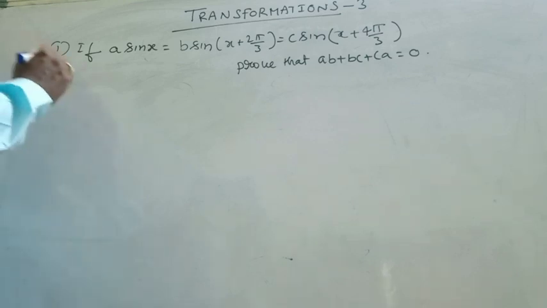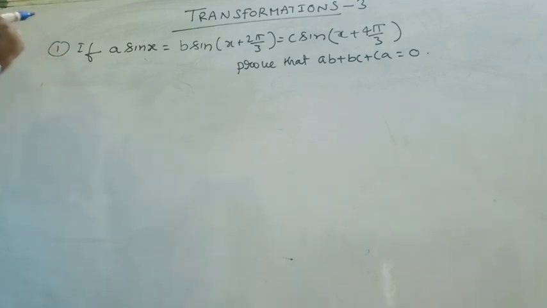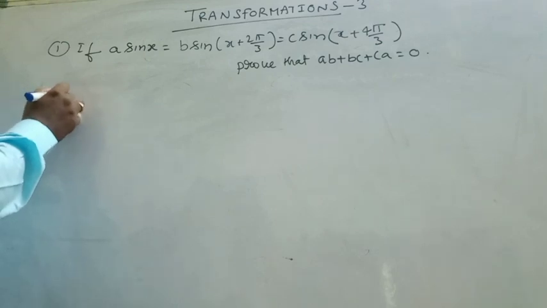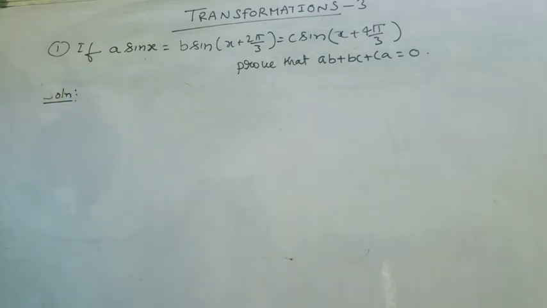On part of that, we have the first problem: if A sin x is equal to B sin of x plus 2 pi by 3, that is equal to C sin of x plus 4 pi by 3, prove that AB plus BC plus CA is equal to 0. My dear students, how are we going to do this particular problem?